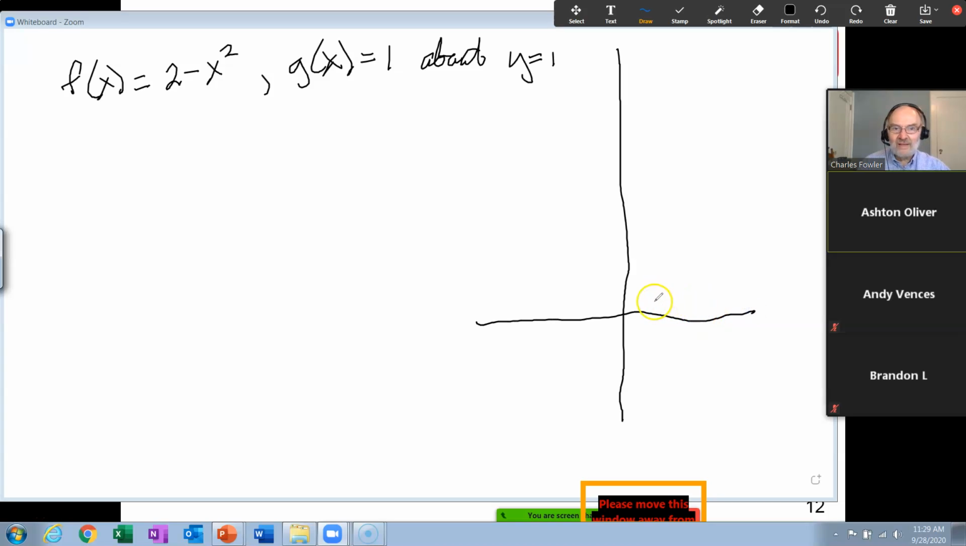Okay. And let's tick off a few points. 1, 2, 3, 4, 5, 6. 1, 2, 3, negative 1, 2, 3, negative 1, 2. Okay. Pretty ugly axes, but just to see what we can do. F of x is equal to 2 minus x squared.